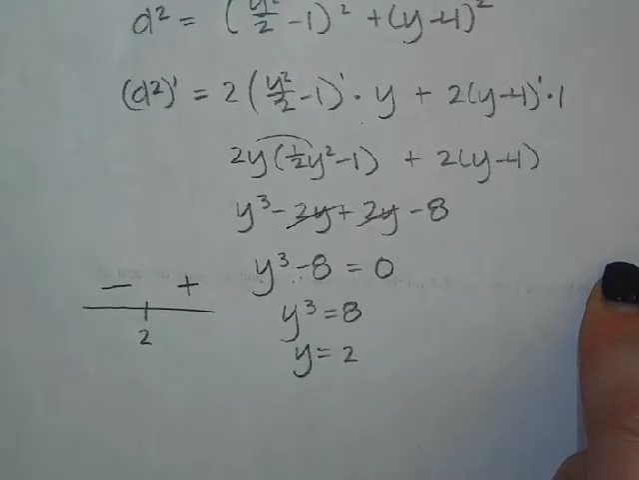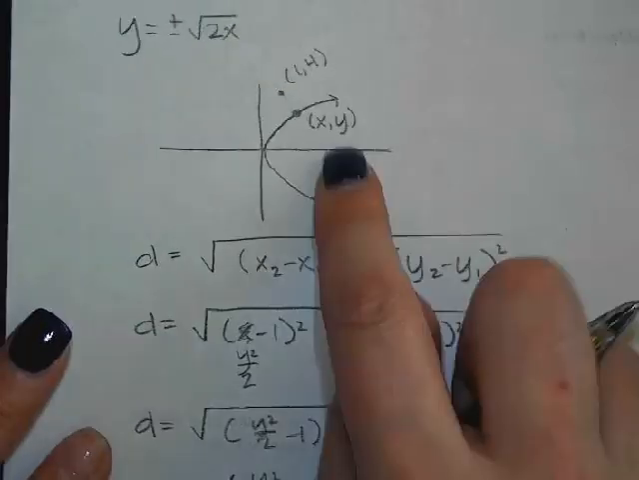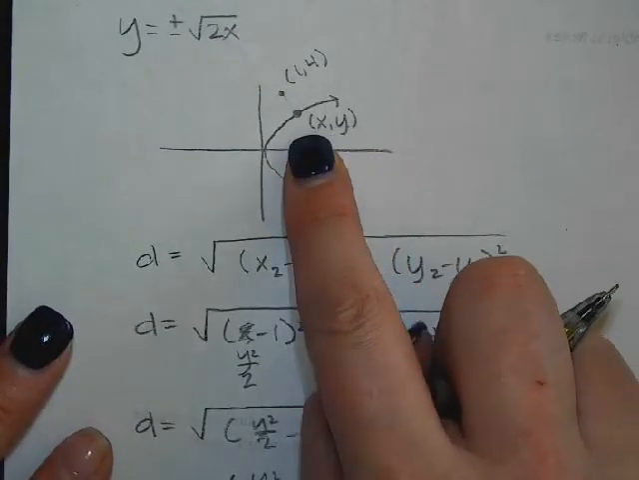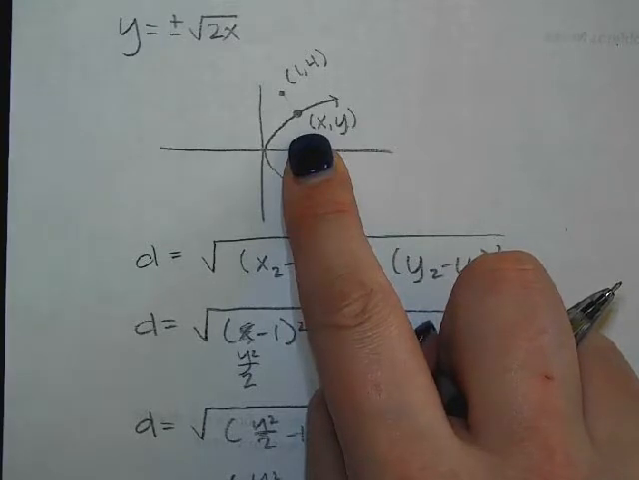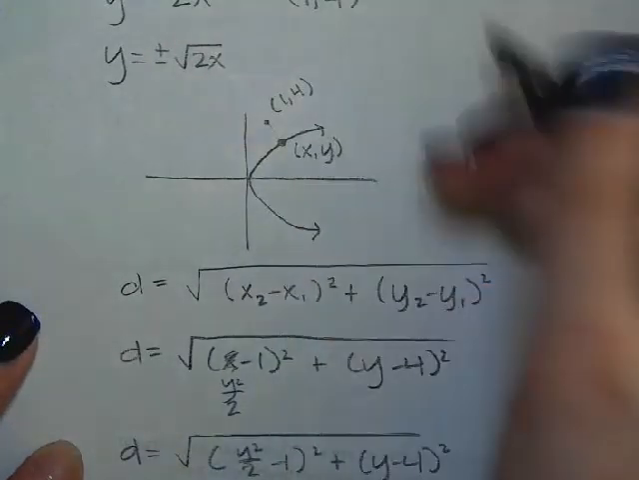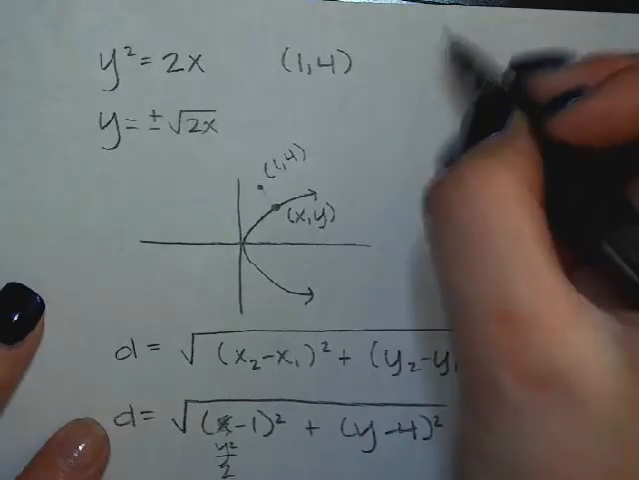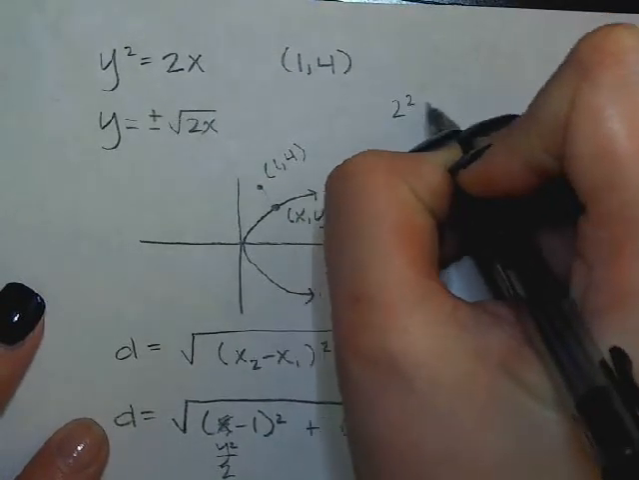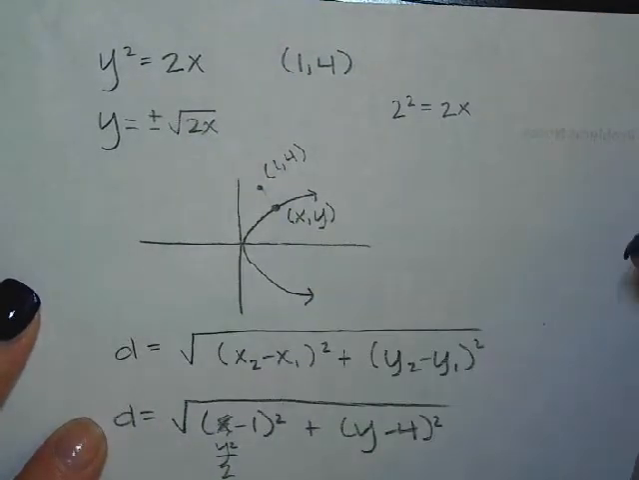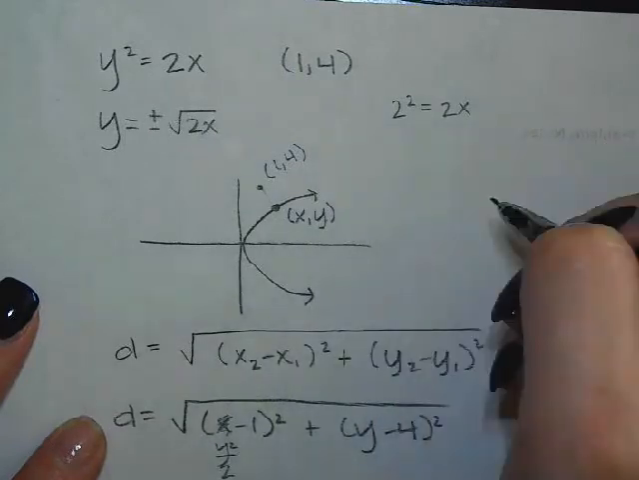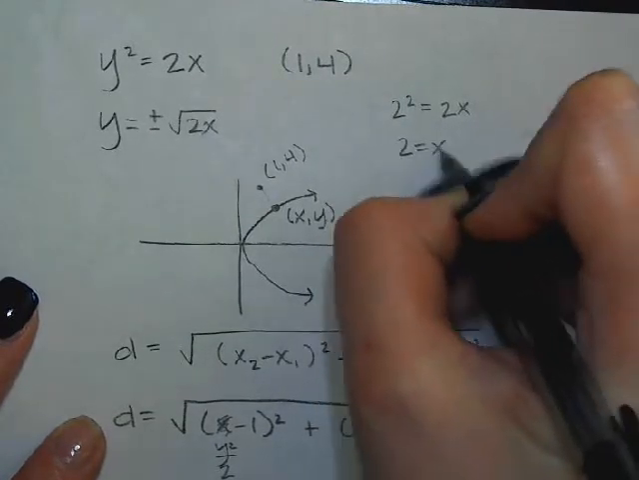What do I need to do now so that I can answer the question in the context? Find the x value. That's the y coordinate, right? We just found that 2 was the y coordinate. Now we need to find the x coordinate that corresponds to that. Can't you just plug it into the original equation? So we're going to say 2 squared equals 2x. And x equals 2.